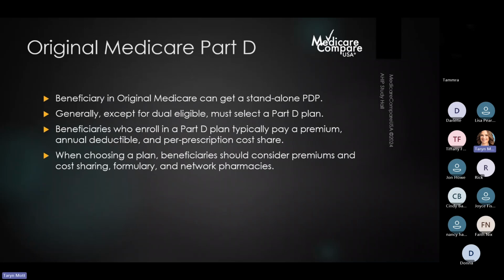Original Medicare and Part D. Beneficiaries of Original Medicare can get a standalone prescription drug plan. That question is on there. Generally, except for dual eligible, they must select a Part D plan. Beneficiaries who enroll in a Part D plan typically pay a premium, annual deductible, and a per prescription cost share. When choosing a plan, beneficiaries should consider premiums and cost-sharing, formulary, and network pharmacies.